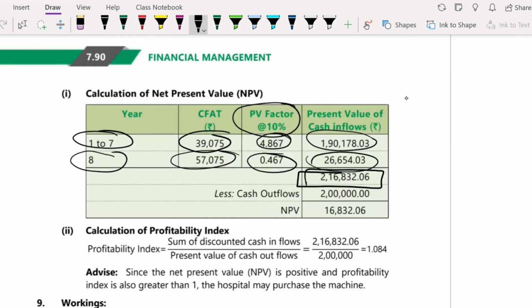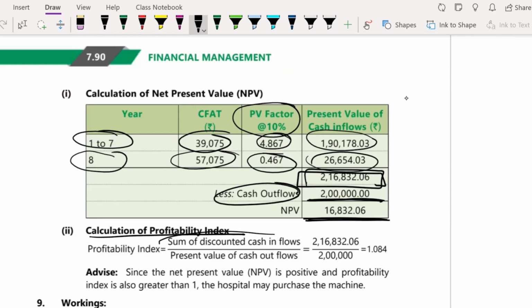So total present value of cash inflows is this, minus your present value of cash outflows, 2 lakh rupees, and the NPV is 16,832. I hope you understood this. So it is a positive NPV, so you can take up the project. Okay.